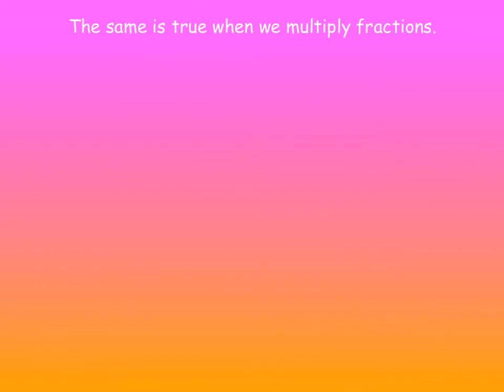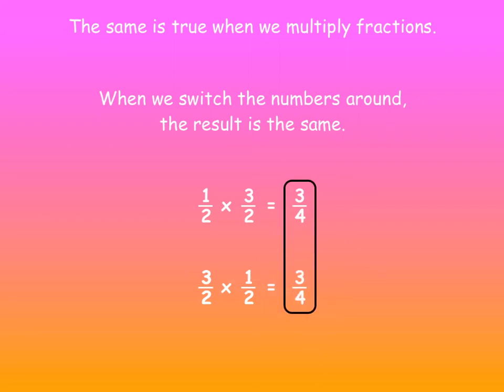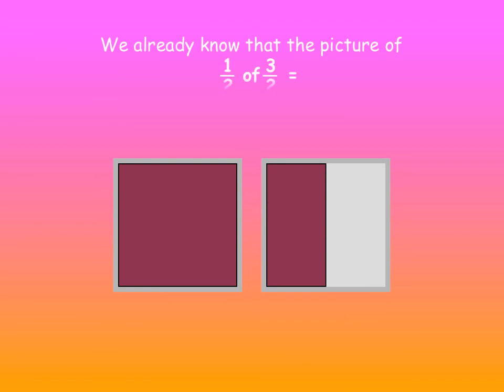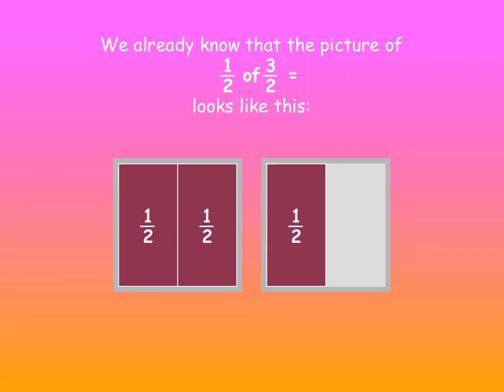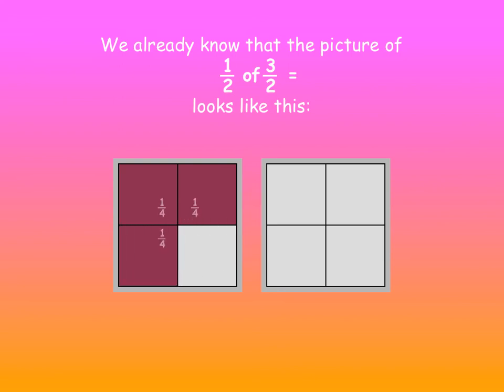Now the same is true when we multiply fractions. When we switch the numbers around, the result is the same. So if you have 1/2 times 3/2, you can switch the order of the numbers and lead off with 3/2 times 1/2. And either way, you're going to get 3/4 for the product. The products are the same, but the pictures are different. Let's take a look at the pictures. We already know that the picture of 1/2 of 3/2 looks like this. There's 3/2, and we take half of that, draw lines, rearrange, and we can see that equals 3/4.